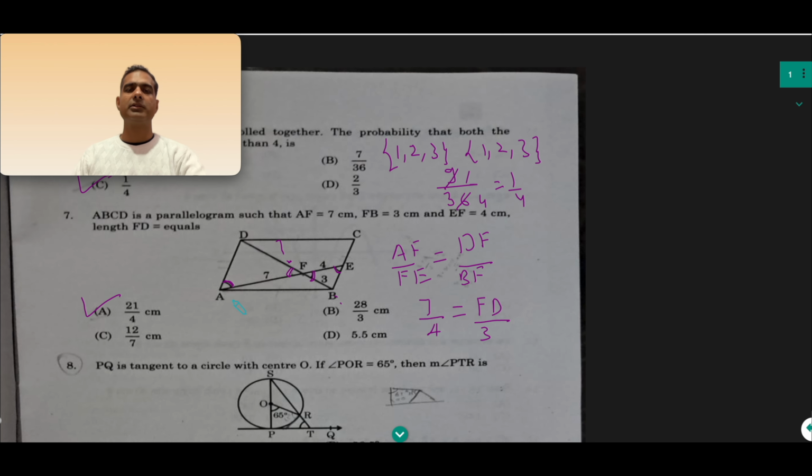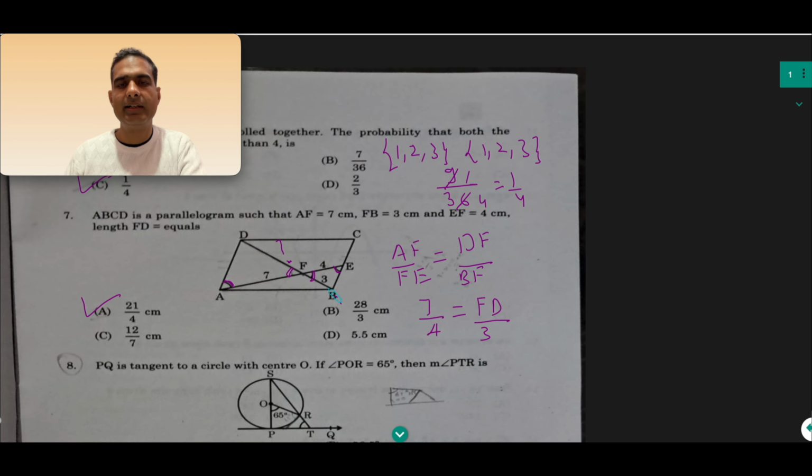So this was a question based on the application of similarity of triangles. We just applied, we found out that two angles of triangle AFD are equal to two angles of triangle EFB.